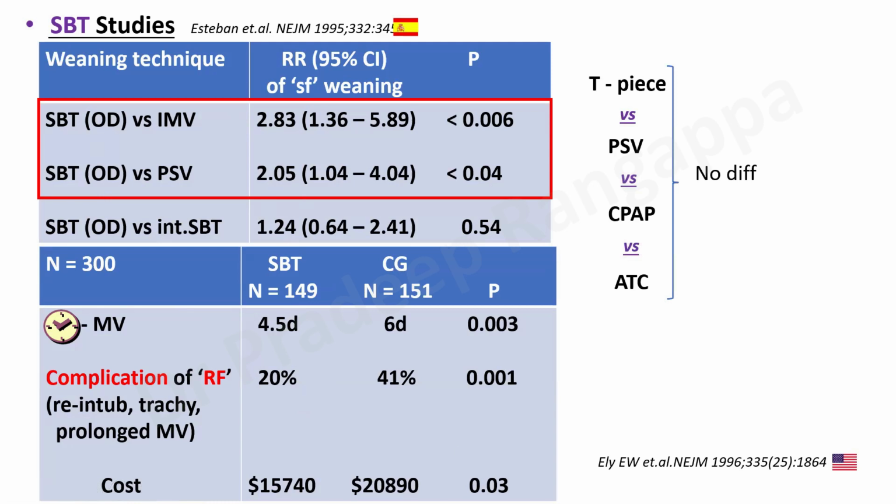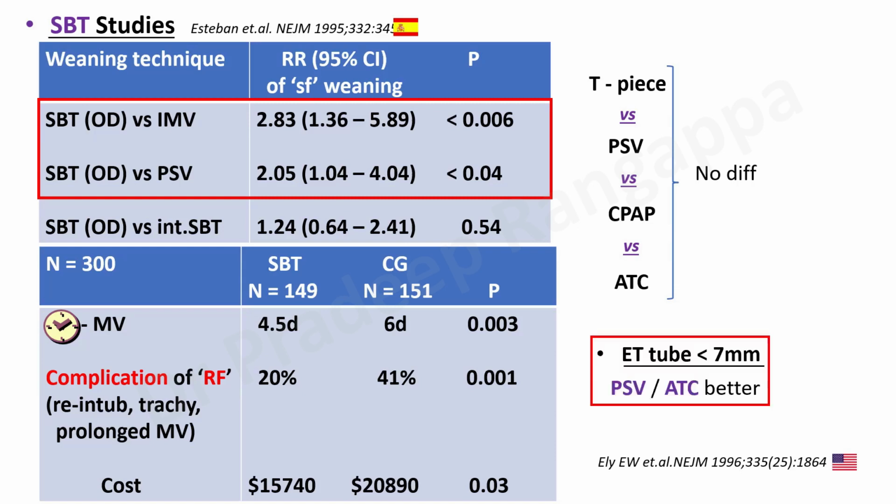But in all the studies that have been done, if you decipher, when you compare T-piece versus pressure support versus CPAP versus automatic tube compensation, there's no difference. So these are all different ways of a spontaneous breathing trial. Either you can put them on T-piece, you can put them on pressure support, you can put them on CPAP or ATC. There is no difference with regards to outcome. So you can use any of these modes as a weaning, but intermittent mandatory ventilation is not to be used as a weaning.